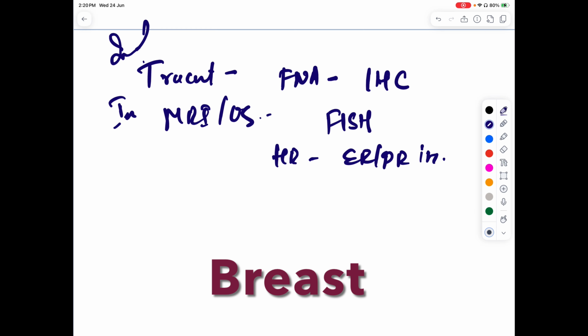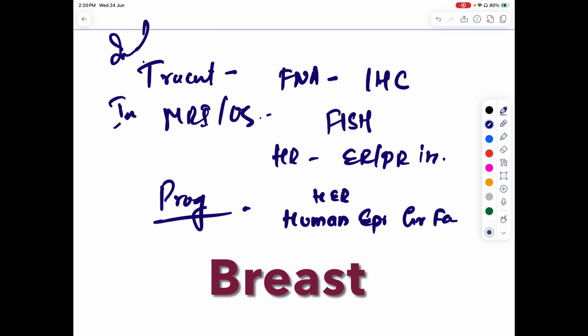So what is the ER important? It helps in prognosis, and then treatment strategy. HER transfer into human epidermal growth factor. So human epidermal growth factor, HER receptor 2, oncogene biomarker overacts in 15% of the cases.